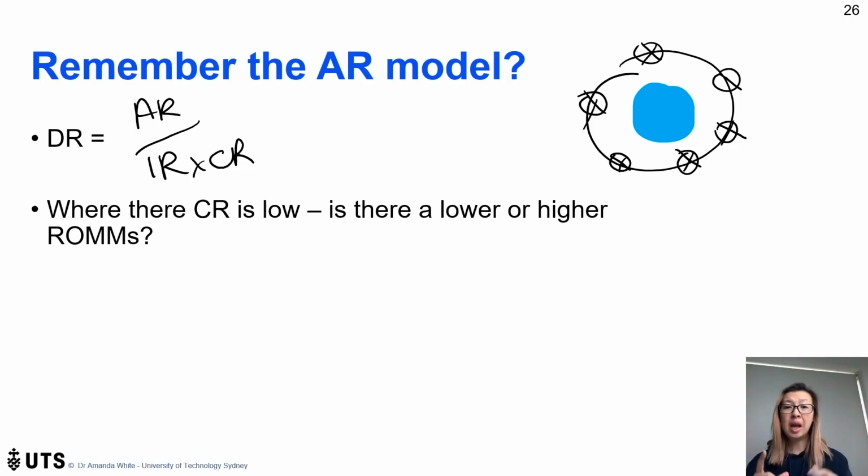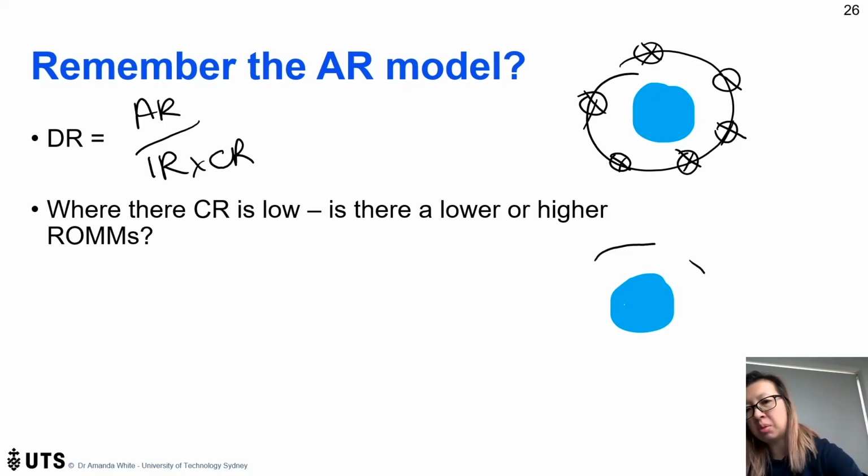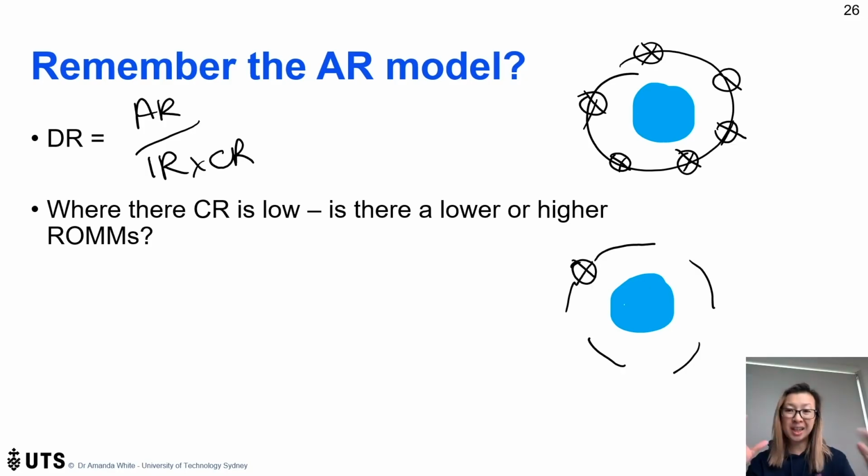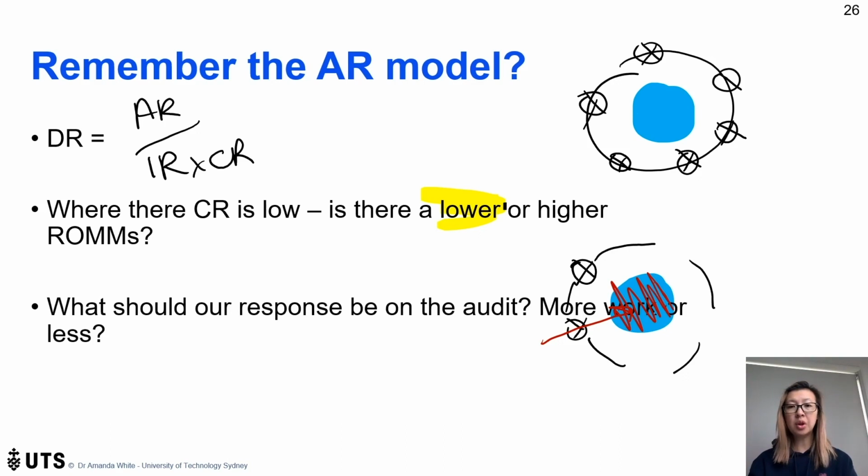Now, what happens if control risk is high? Well, we start off with our same blue circle of accounting data, but high control risk is when my control system might look like this. All right, weaknesses, or you have internal controls that still allow transactions in that pollute your accounting data. So when control risk is low, there's a much lower risk of material misstatements. So what should our response be on the audit? More work or less work?